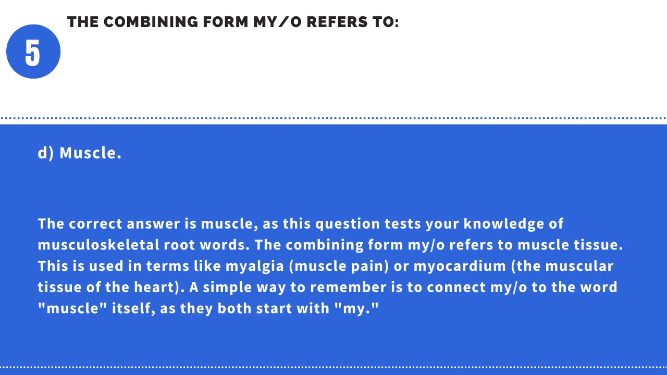Answer: D. Muscle. The correct answer is muscle, as this question tests your knowledge of musculoskeletal root words. The combining form my/o refers to muscle tissue. This is used in terms like myalgia, muscle pain, or myocardium, the muscular tissue of the heart. A simple way to remember is to connect my/o to the word muscle itself, as they both start with my.